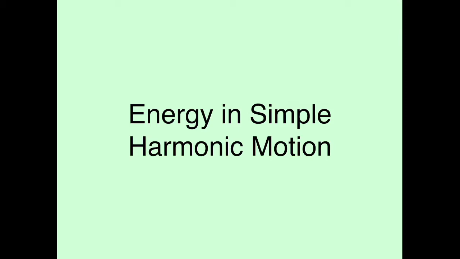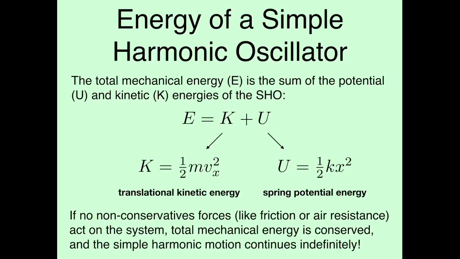What we're going to do here is apply some of those ideas that we developed back in chapters 7 and 8, dealing with energy, and apply them to a simple harmonic oscillator. In particular, we're going to be thinking about the mass spring system. Okay, so how do we quantify the energy of a simple harmonic oscillator? Well, remember that the total mechanical energy, E, of any system is just the sum total of kinetic and potential energies. So in other words, E is equal to K plus U.